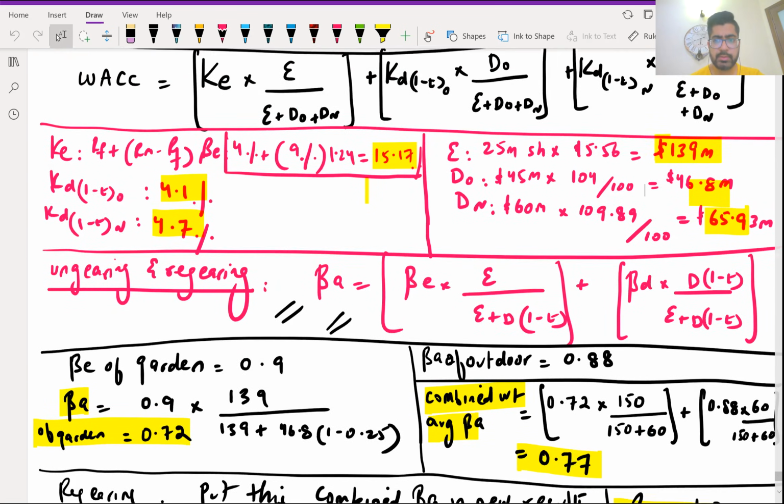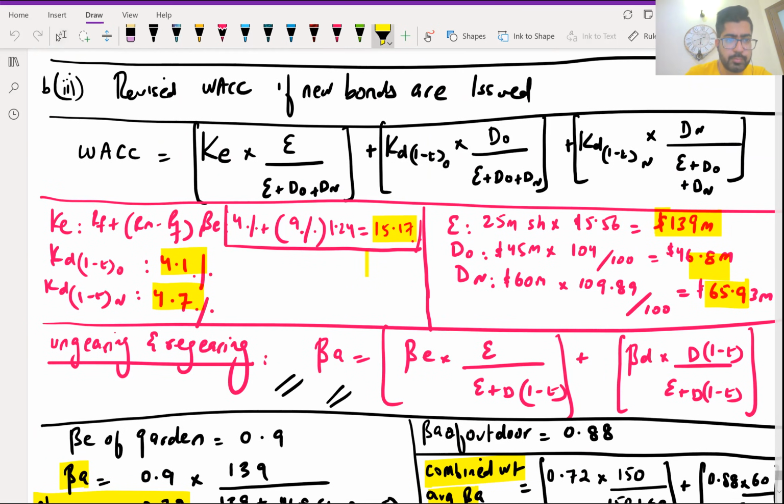Okay, now since these 6 things are done, you just have to put it in the equation of WACC, KE, KD, everything. And you can see and check that when we put it in the equation of WACC, our WACC comes to 10.4%. So you can calculate it by putting in the equation. I have calculated all 6 values. Just put it in the equation. You get WACC as 10.4%.